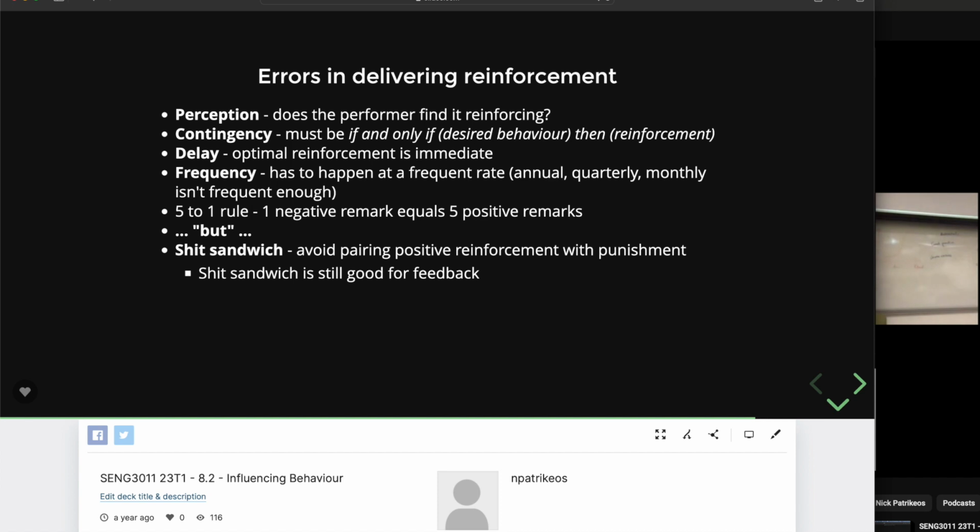First of those, perception. We talked about that. Just because you find something reinforcing or rewarding doesn't mean the person whose behavior you're trying to influence will find it the same way. So we need to be empathetic. We need to think about it from their perspective.